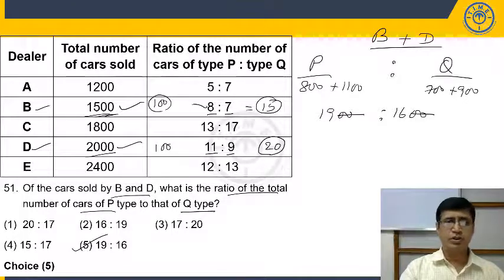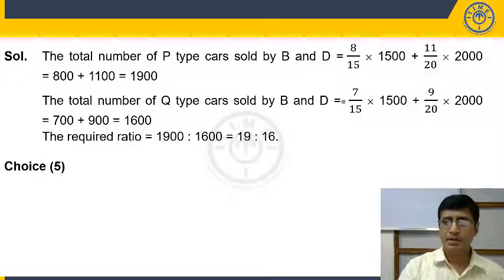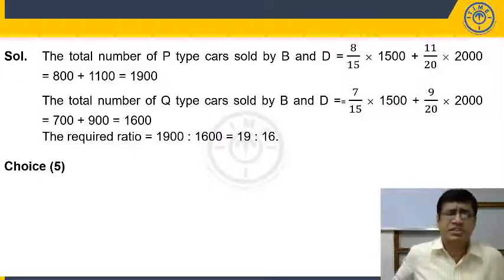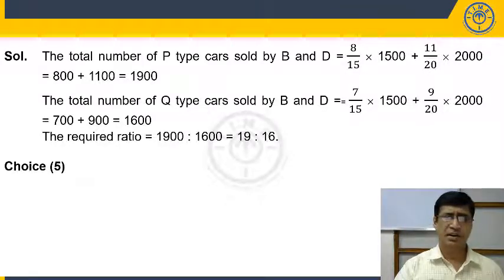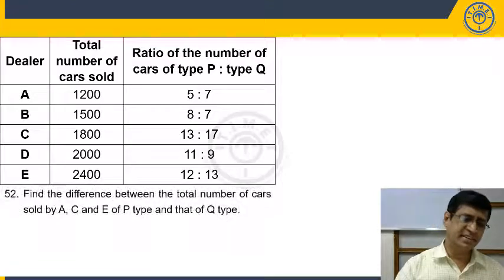Yes, my dear students, look at the second example based on the same data. This is the type of solution. You can just look at this one: 8 by 15 into 1500, 11 by 20 into 2000. That is the type P cars of B and D. And for Q, same discussion: 7 by 15 of 1500, 9 by 20 of 2000.